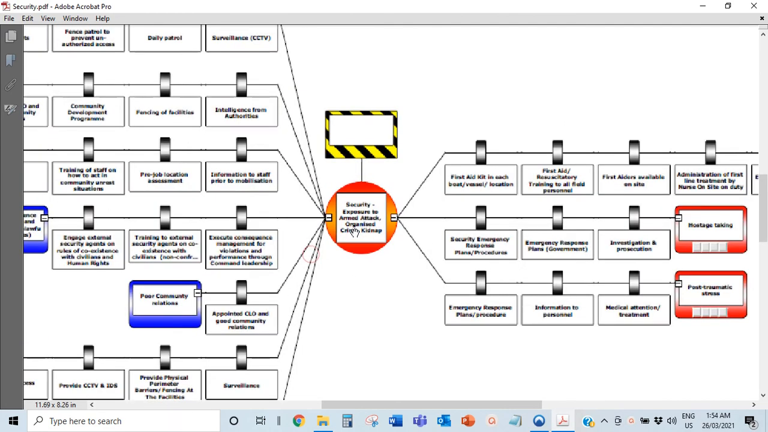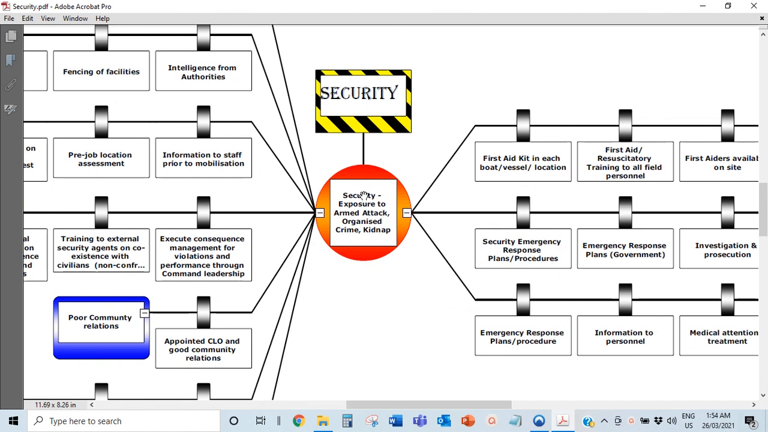So thank you everyone for watching. That's the bow tie on security. You can use it in oil and gas. You can use it for just a normal person, people who are at a high risk of getting kidnapped. And yeah, you can use the bow tie for that. It's just all plainly security.